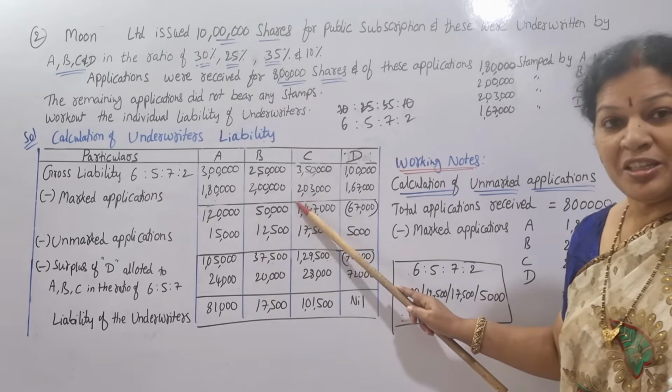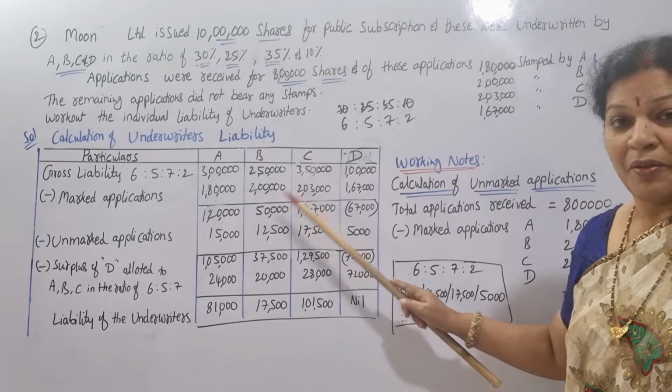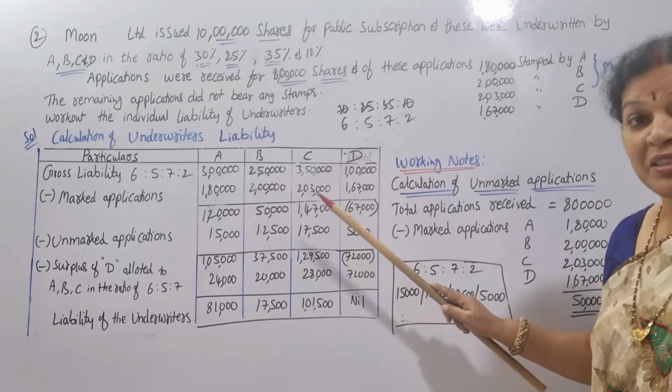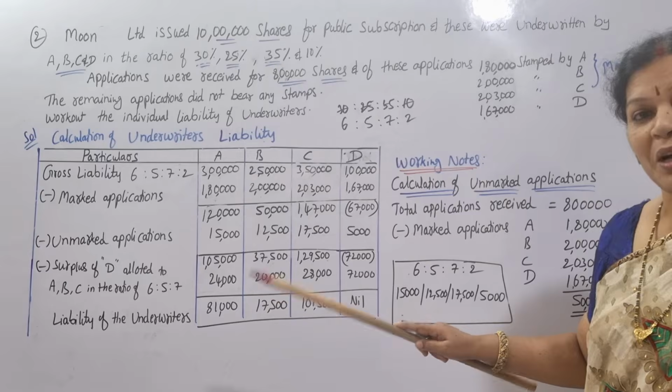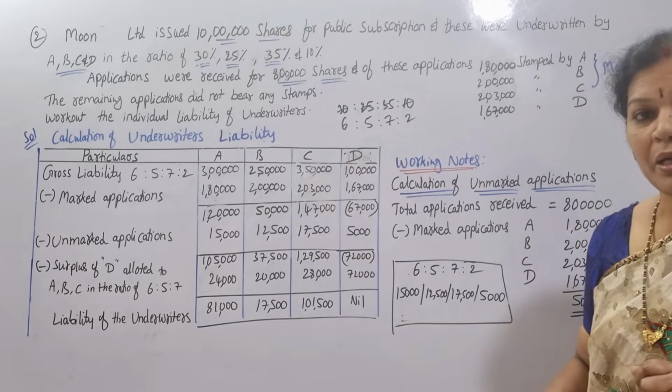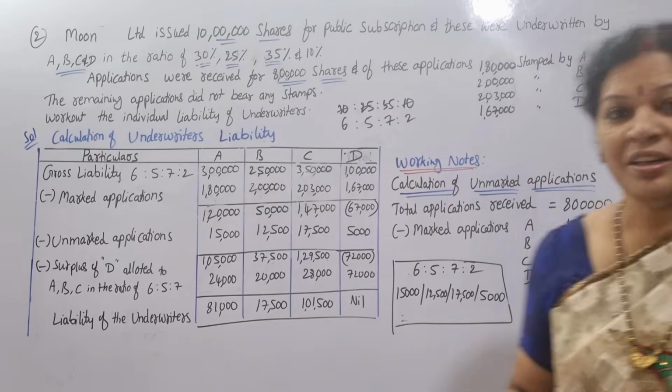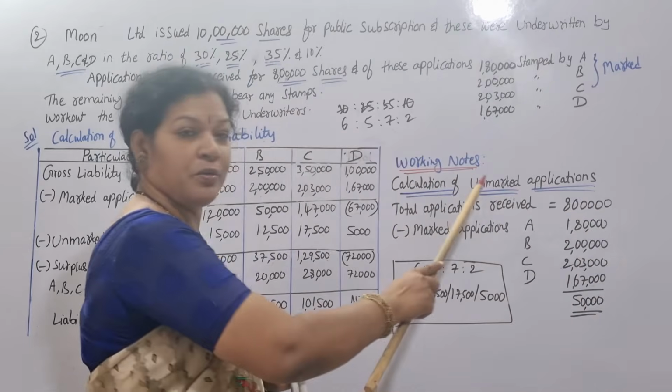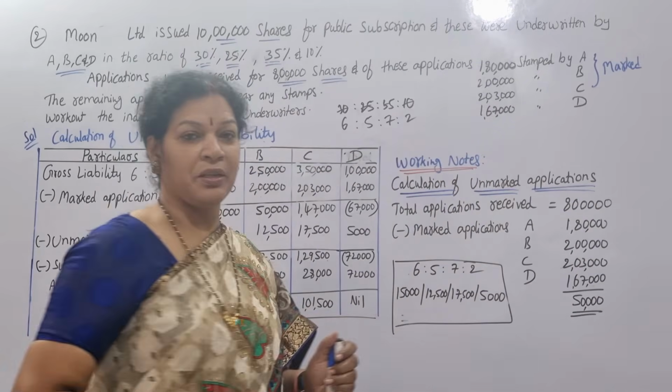This is deducted from the marked applications, and whatever value we get from the unmarked applications, we have to deduct it. How do we get unmarked applications? We have to do it in the working notes. Working notes: calculation of unmarked applications.